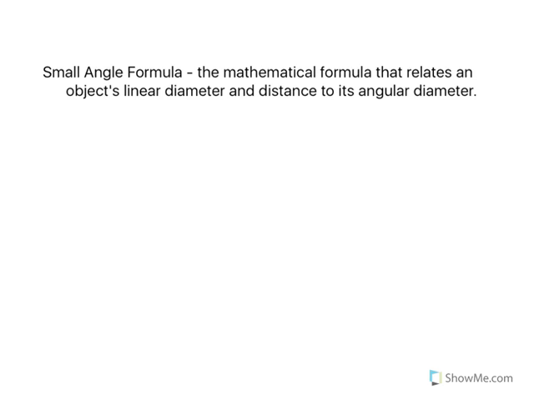In this segment, we're going to go over the small angle formula. The small angle formula is the mathematical formula that relates an object's linear diameter and distance to its angular diameter. Let's first look at an object's linear diameter.